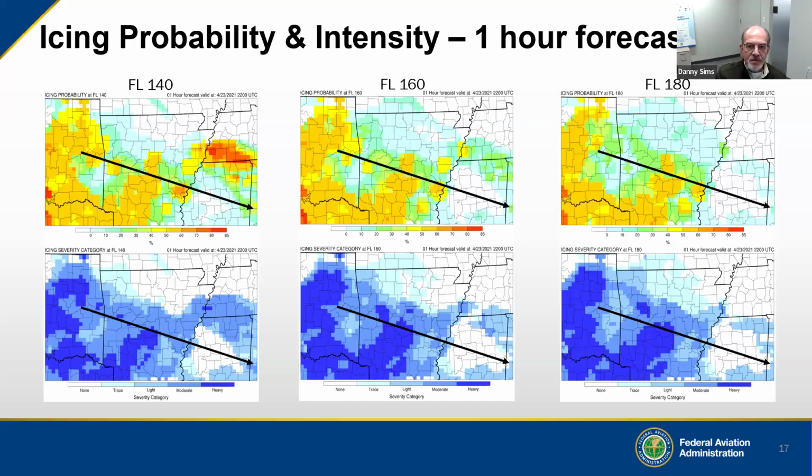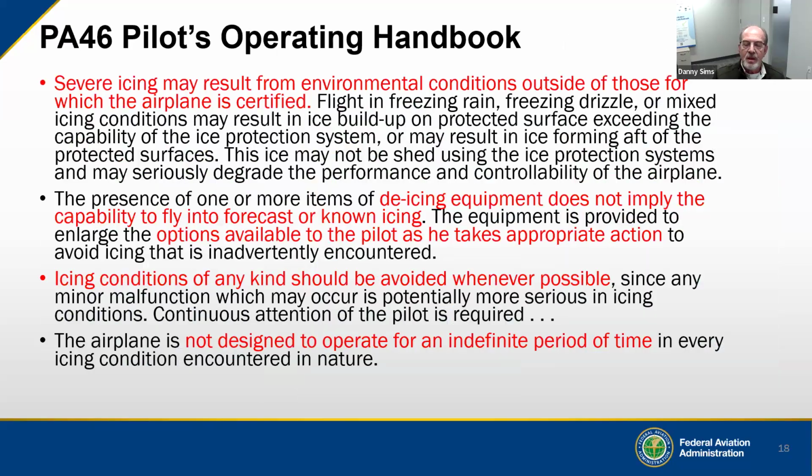Moderate icing is defined by the forecast icing product as a 1/4 inch of ice is expected to accumulate in 5 to 15 minutes. Heavy icing is a 1/4 inch expected to accumulate in less than 5 minutes. It doesn't give you necessarily a lot of time to react.